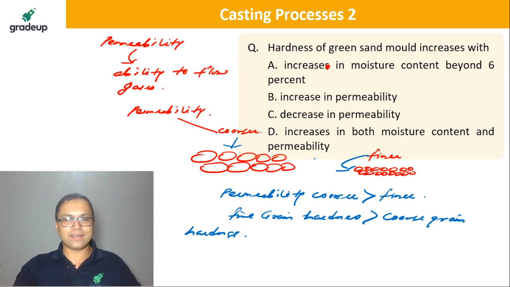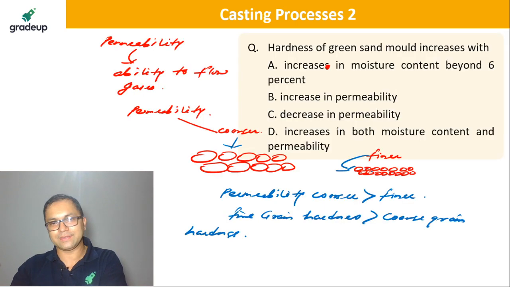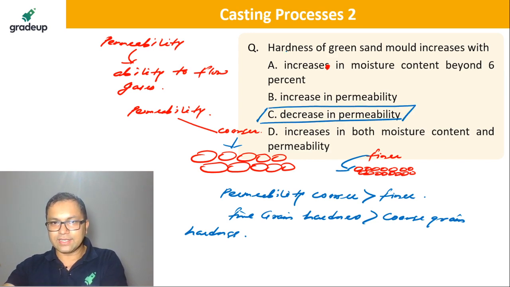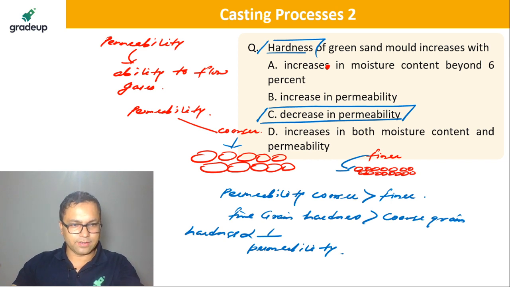And fine grain is harder. We have seen it here, right? So fine grain is harder here. So what do you think about this? So if fine grain is harder, what we see is decrease in permeability will have increase in hardness here, right? So hardness is inversely proportional to permeability. Always remember this, guys, okay? So C should be the answer here.